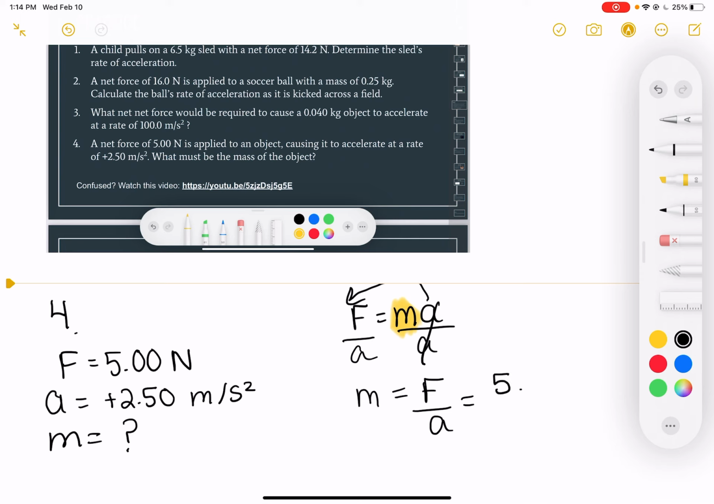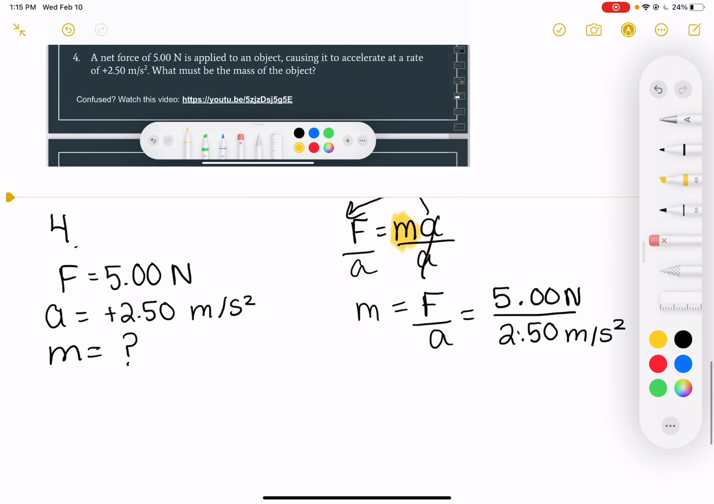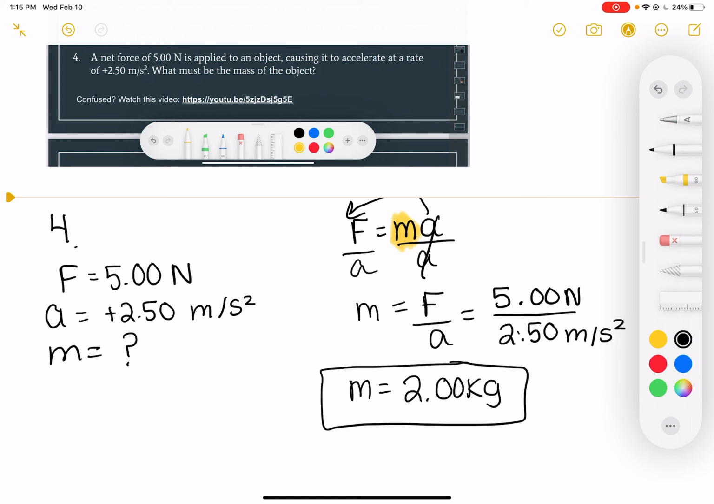We got 5 newtons on the top, divided by our acceleration, which is 2.50 meters per second squared. And if we calculate that on our calculator, 5 divided by 2.5, you're going to understand that's 2. So what must the mass of the object be? Well, the mass of it is going to have to be 2. And the mass is always in kilograms unless otherwise stated. I'm putting 2 zeros there because we've got 3 and 3 for significant digits.